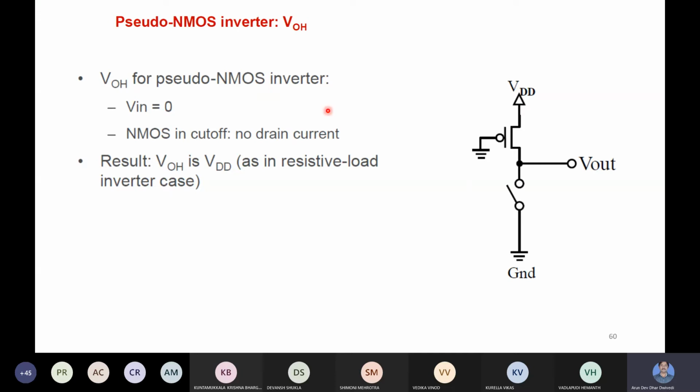Suppose you give input voltage 0. Then the NMOS transistor will act like an open switch. It is off, and the PMOS is always on and connected to VDD, so Vout will be connected to VDD, and therefore you are getting VDD. In this way you are getting VOH. When input is 0, the output is high, exactly VDD. So VOH is almost VDD, means the maximum supply voltage, and it was the same in the resistive load inverter also.